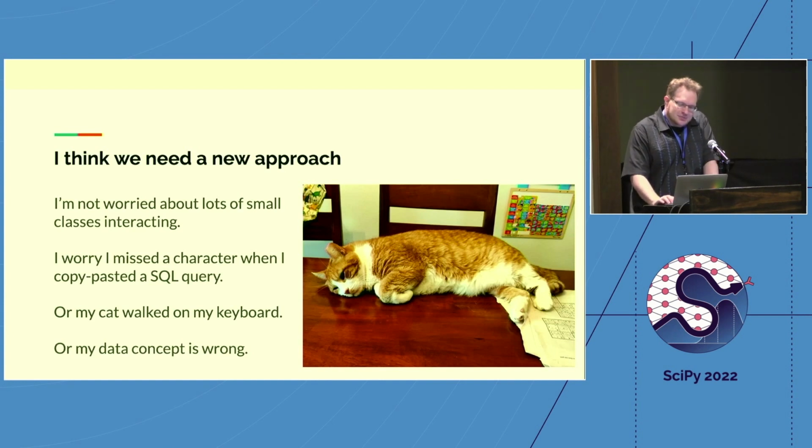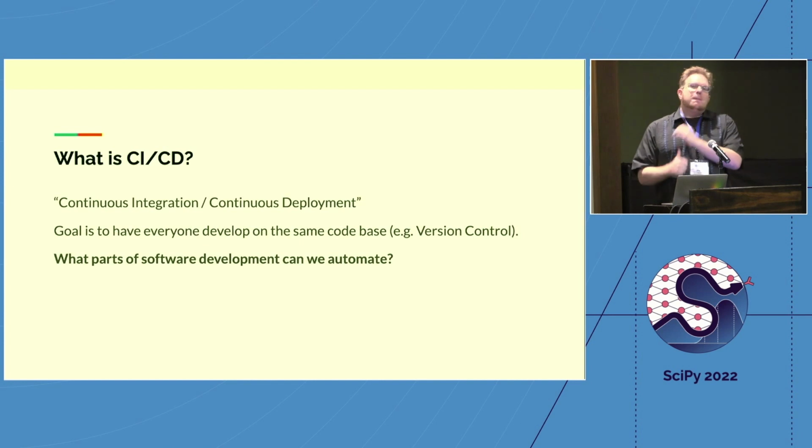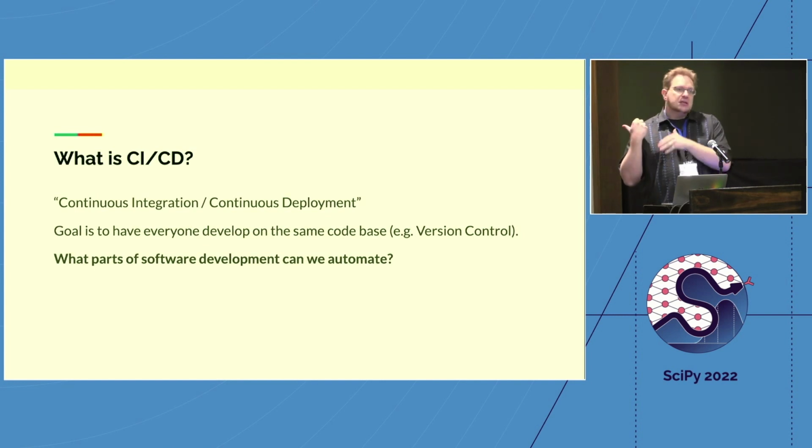Or my data concept is wrong. As a part of talking about data testing, I think it's worth bringing up what CI/CD is. CI/CD stands for continuous integration, continuous deployment. There's a lot of philosophy around this in extreme programming. General idea, everybody's working on the same code base. So if you're using version control, you're continuously integrating, good job. But in practice, a lot more of the discussion becomes, how do we get everybody to easily work on the same code base? And as a part of that, you ask, what parts of software development can we automate?